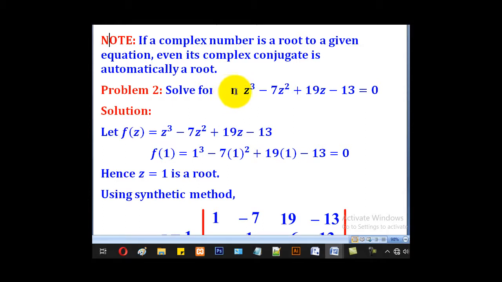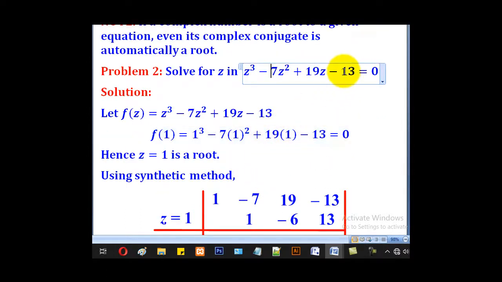Solve for z in z cubed minus 7z squared plus 19z minus 13 equal to 0. So now this is the cubic equation, and they want us to solve it. In this case, you have to first look for factors of this constant 13. Factors can be 1 and 13. So in other words, one of the roots should be either plus or minus 1 or plus or minus 13.